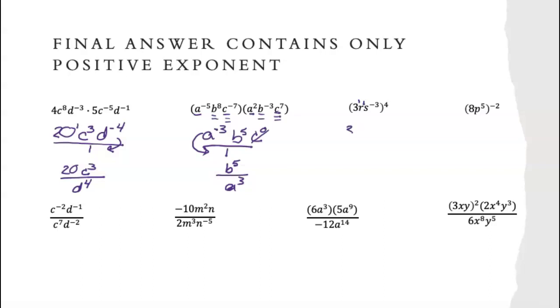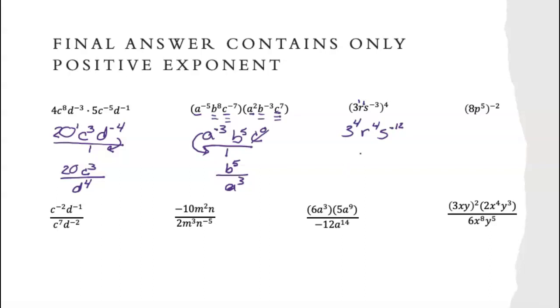Just going to rewrite. 3 to the, well, 1 times 4, because we're distributing 4. R, 1 times 4, 4. And keep that S, negative 3 to the 4th power. Multiply that to be negative 12.